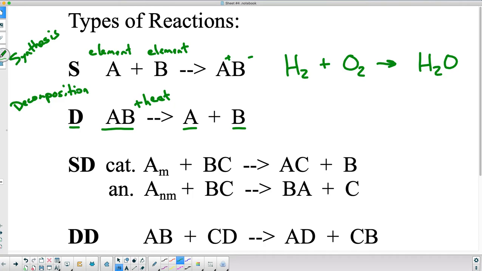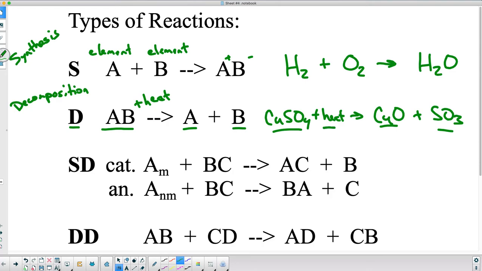So on the left hand side you will see just one compound, or you will see one compound plus heat. Something like copper sulfate plus heat yields CuO plus SO3. Okay, do not worry about how to get these compounds on the other side. I'm simply showing this to you so you can see that there's one compound here plus heat, and that's what a decomposition reaction is. Okay, that's my example of a decomposition reaction.